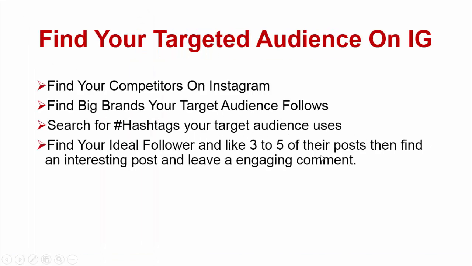So, finding your targeted audience on Instagram. You want to find your competitors on Instagram, people in your space, in the home business industry space, who are getting results. You want to find big brands that your target audience follows, just like I showed you in the Unfollow app, and follow them. And you want to search for hashtags your target audience uses. So what you can do is find your ideal follower and 3 to 5 of their posts, find an interesting post and leave an engaging comment. They're going to check out your comment, go back and follow you, and go through your funnel, through your link in the bio.